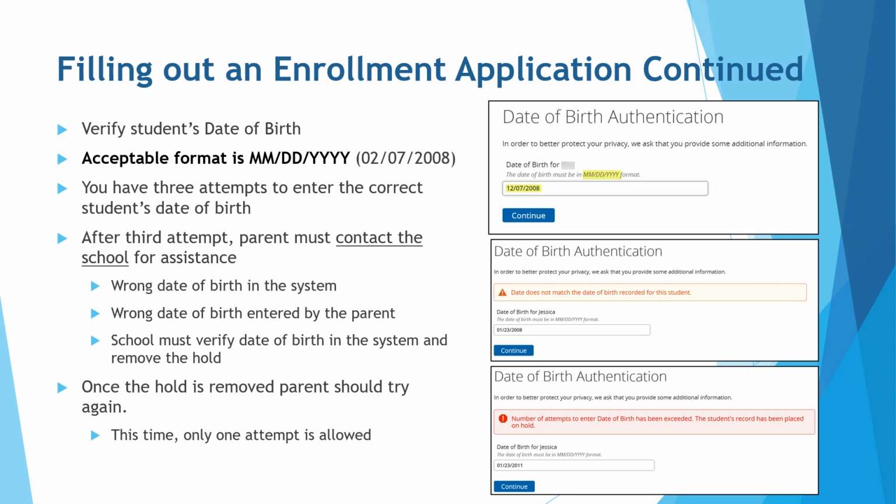The reason why a record could be placed on hold is if the school has the wrong date of birth in the system, or the wrong date of birth is entered by the parent. The school will need to verify the student's date of birth in the system and remove the hold. Once the hold is removed, parents should try again. This time, only 1 attempt is allowed. If the record is placed on hold again, the parent must contact the school to remove the hold again.